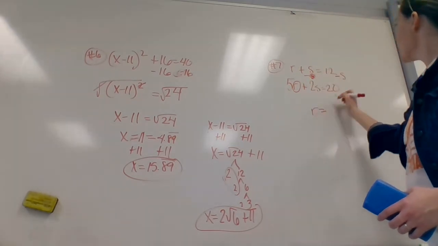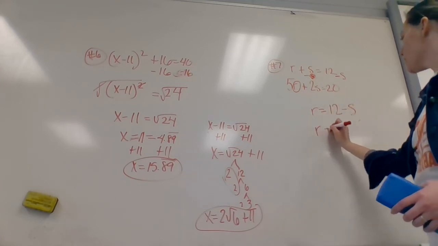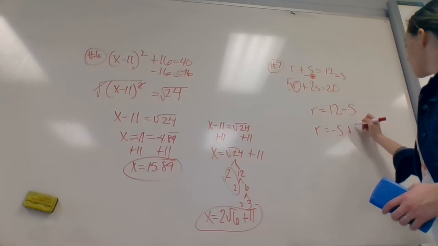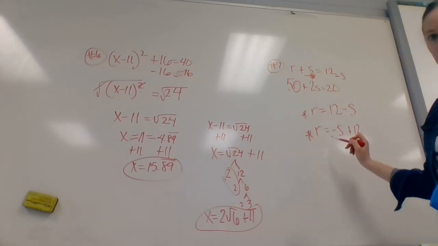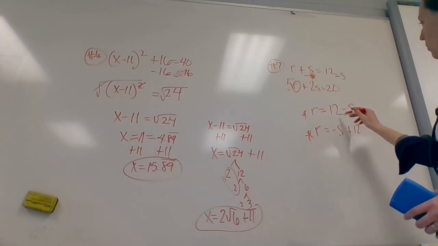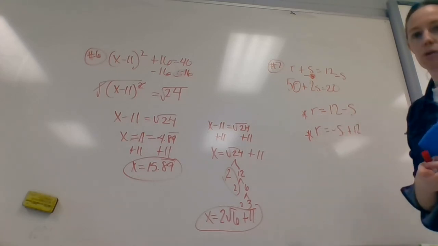So r equals 12 minus s, or if you put the variable first, negative s plus 12. So again, just depending on how she orders her answers, you could be looking at r equals 12 minus s or r equals negative s plus 12. They're both the same thing.